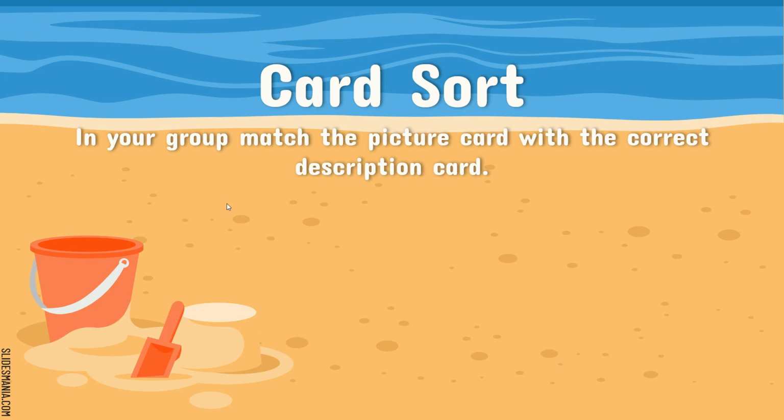So now you guys are going to work on a card sort where you match up the definitions with the pictures, so the pictures with the description cards. And we'll look at an example here first, explaining what the different parts are, and then we'll have you guys work on sorting those cards together.